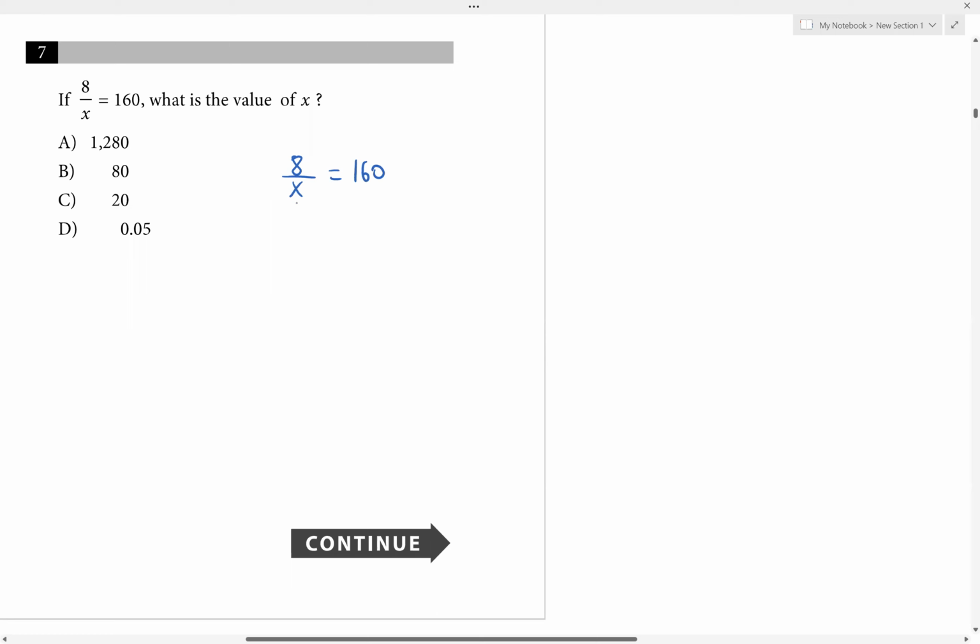So if you want to get rid of the fraction, we can multiply by whatever is on the denominator, right? So we have an x on the bottom. We can multiply by x on both sides. So the x will cancel. We get a equals 8, or rather 8 equals 160x. Although we have an x on the bottom, we can still multiply by the denominator on both sides.